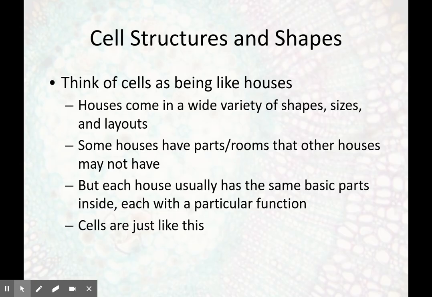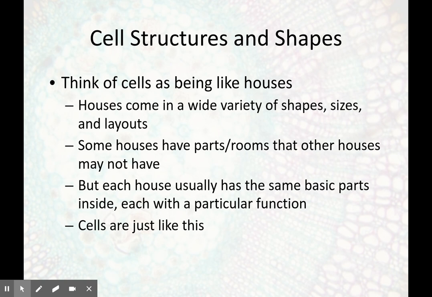So, we're focusing on cells, and I need you to think of cells as being like houses. Houses come in a wide variety of shapes, sizes, and layouts. Some houses may have parts or rooms that other houses may not have. For example, not every house has a basement, or a game room, or an attic, something like that. Okay? But every house usually does have the same basic parts.